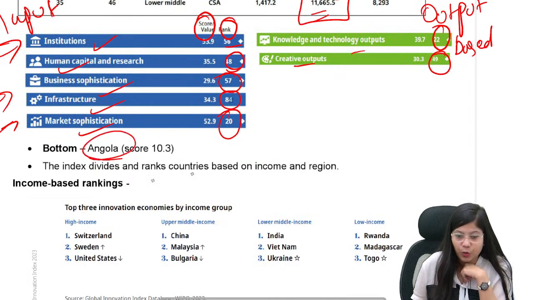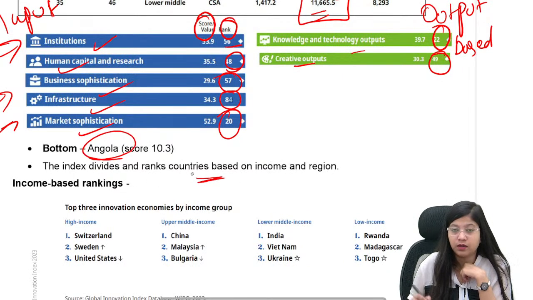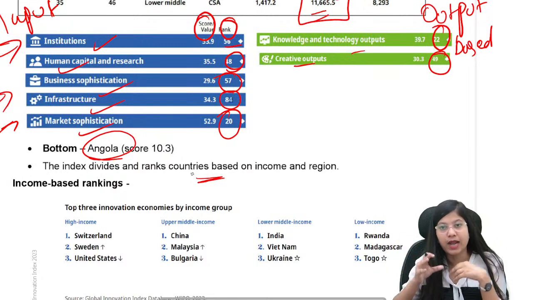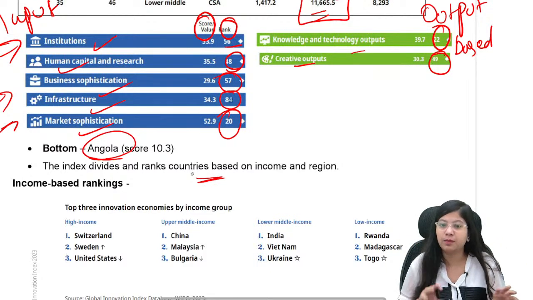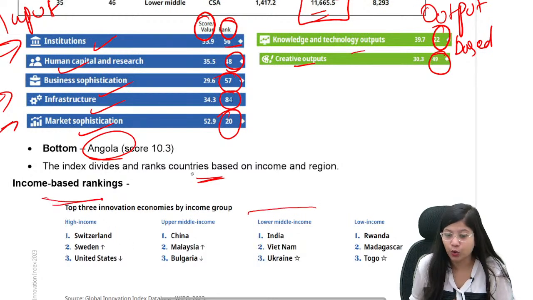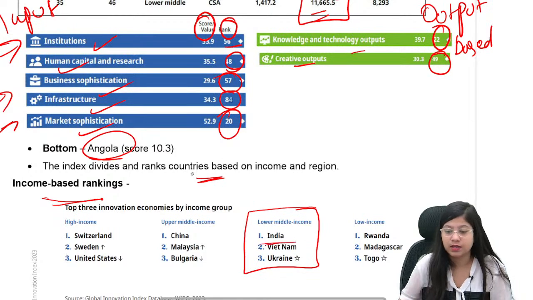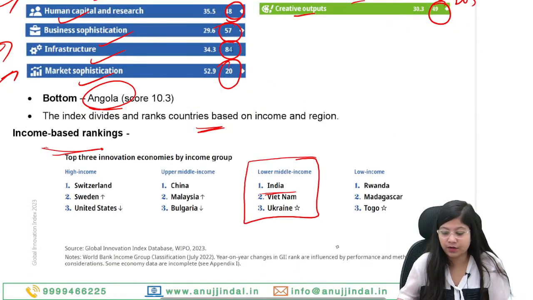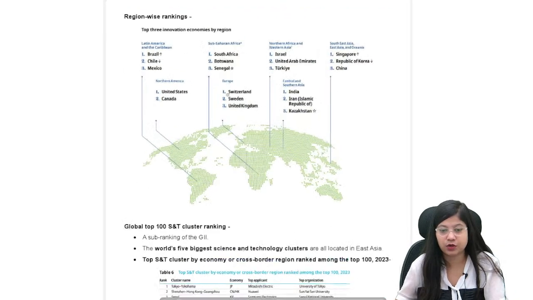At the bottom we have Angola. Now this Global Innovation Index provides different rankings on the basis of income and region as well. As far as income based rankings are concerned, in the lower middle income category group, India stands at the 1st position. ठीक है. और बाकी कंट्रीज से हमें कुछ लेना देना नहीं है because they are not going to be asked.